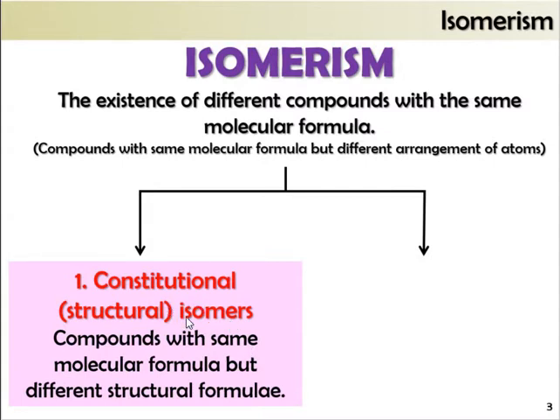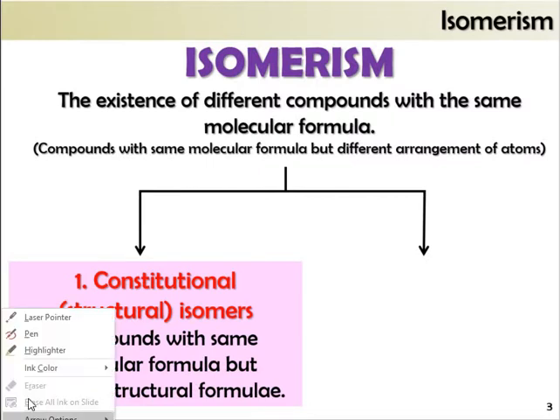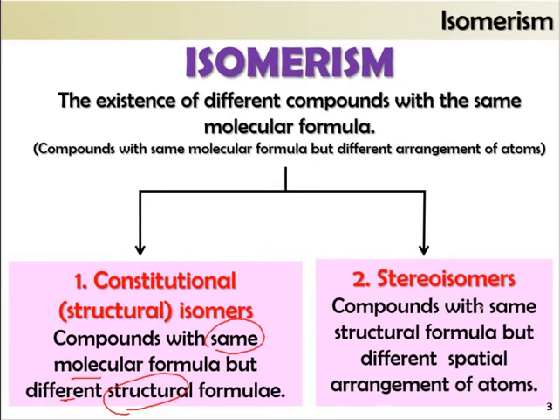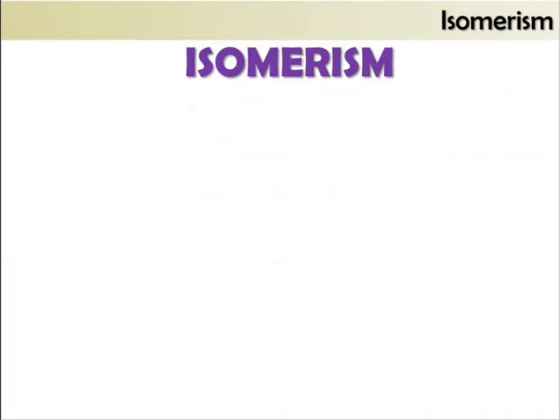So what is constitutional isomerism? Compounds with the same molecular formula but different structural formula. So we have three types of structural isomer. Sekejap lagi kita tengok. And then number two, stereoisomers: compounds with the same structural formula but different spatial arrangement of atoms. Alright. So hari ini kita tengok constitutional isomer first.